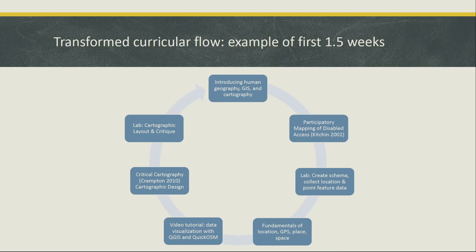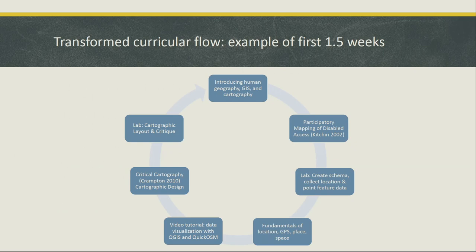So it's a slightly modified schedule because of not starting on a Thursday, but just follow along. So starting at the top, in the very first class, I introduced what is human geography, what is GIS, what is cartography, those big ideas. Then they read before lab a paper by Kitchen from 2002, which was a participatory mapping of disabled access in an urban environment. The critical aspect of that paper is the fact that it's participatory and it's trying to map disabled access, not the type of thing you normally see on Google Maps or Campus Map or something like that.